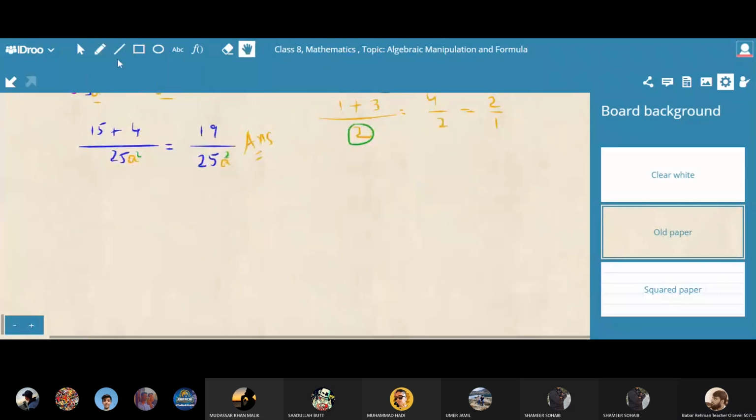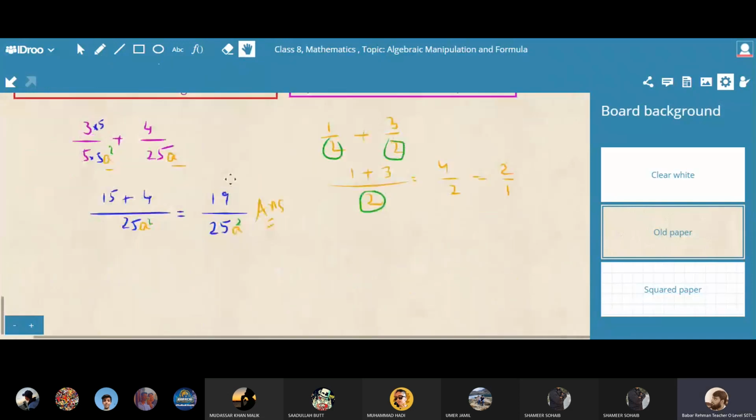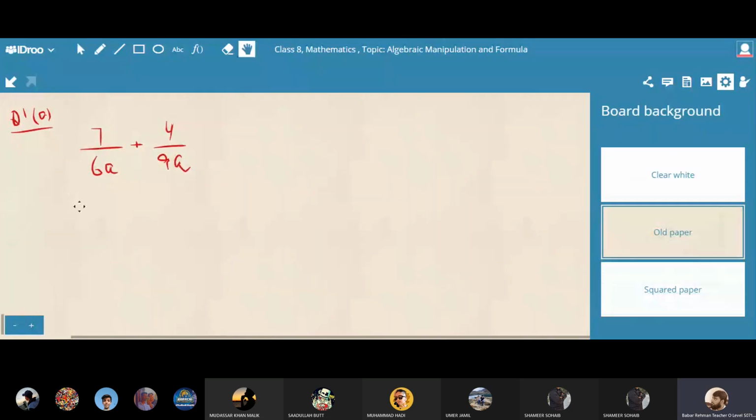Now my students, I'm going to explain question number 1. Please pay attention. Question number 1, exercise 6b. Look at question number 1a. What is that? 7 upon 6a plus 4 upon 9a. Okay, my students, what is the LCM? Can anybody tell me how I can make the denominator the same?